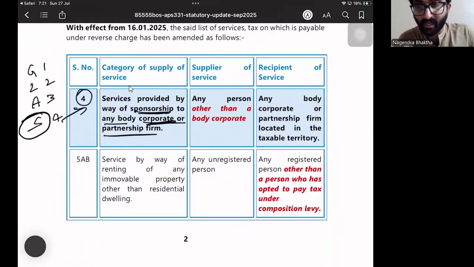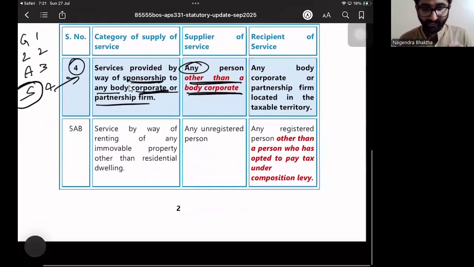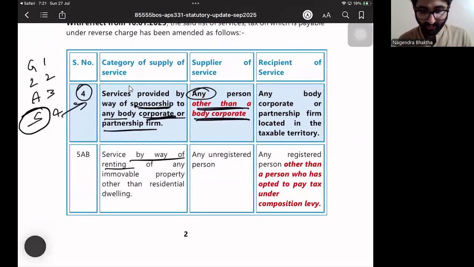But there is one amendment here. What is that amendment? Any person other than body corporate. So you have to add the words any person other than body corporate. Please make these changes in your material. Any person other than a body corporate to body corporate or partnership firm located in the taxable territory. First change, okay.